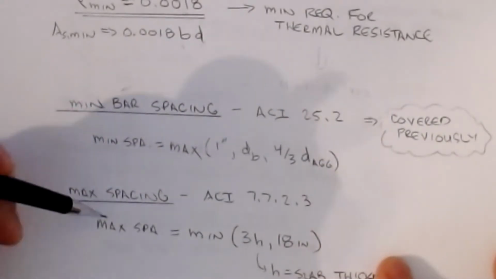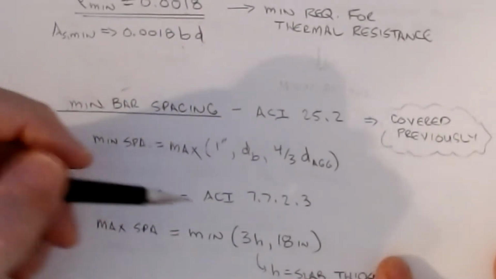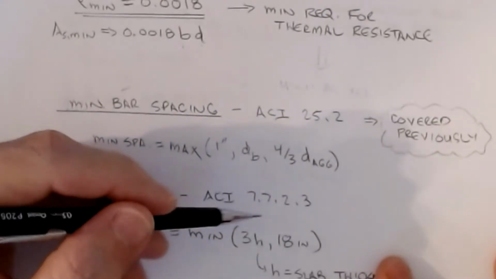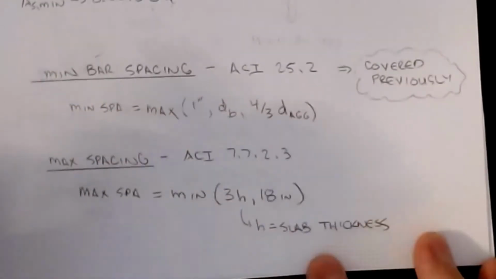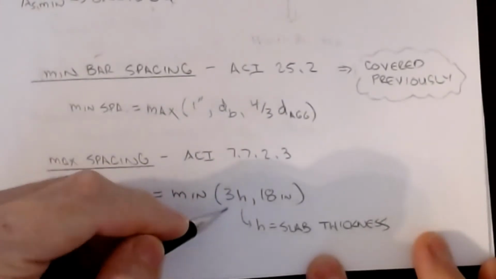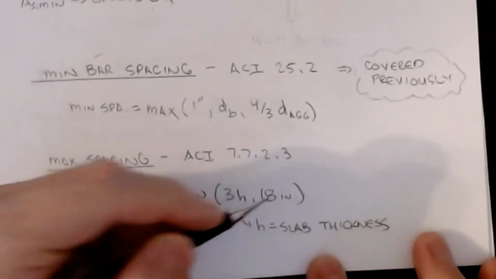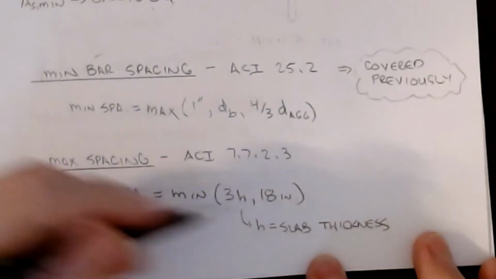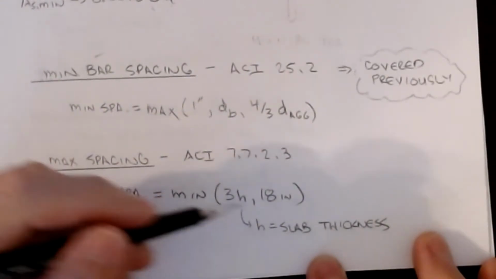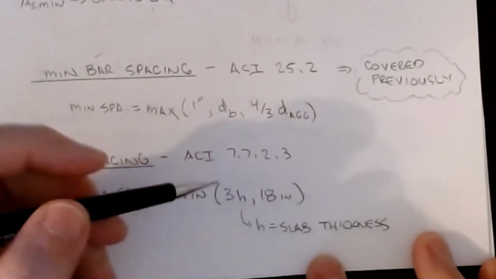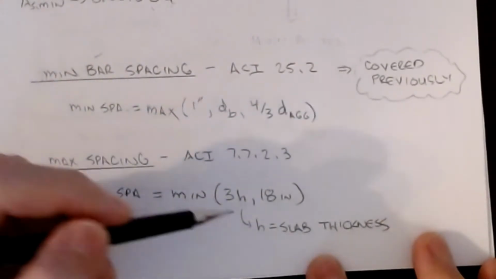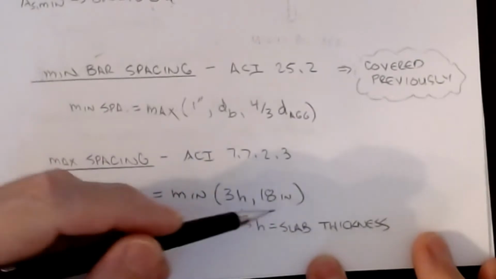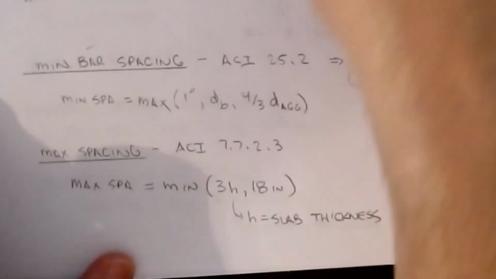The max spacing is located in 7.7.2.3, and for the main steel, it is the lesser of 3 times the slab thickness or 18 inches. So you're not allowed to space bars any further than 18 inches from each other in a slab. Depending on what your h is, for smaller h's you actually have a smaller max spacing, but for larger slabs you're bounded by the 18 inches. All right, so that's for the longitudinal steel.